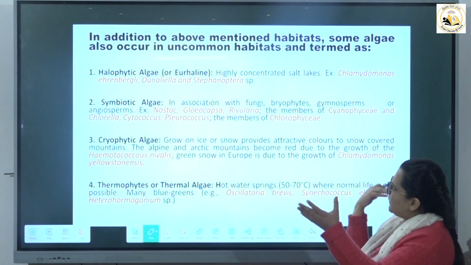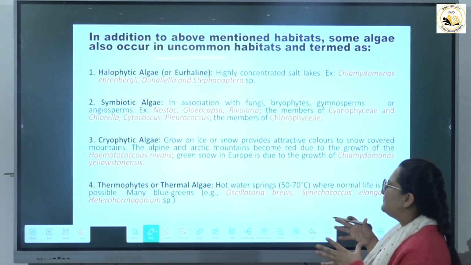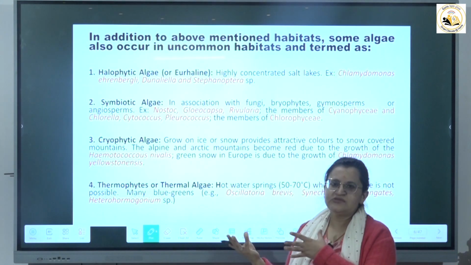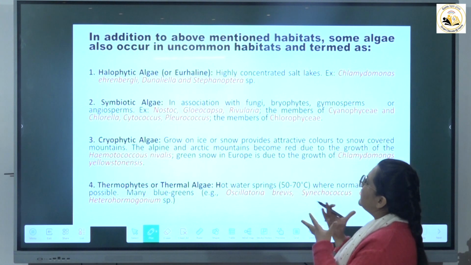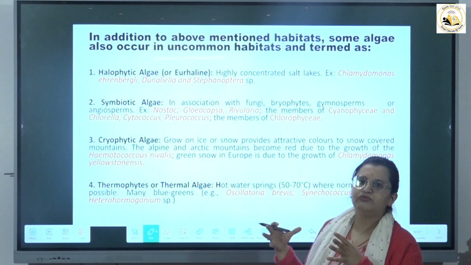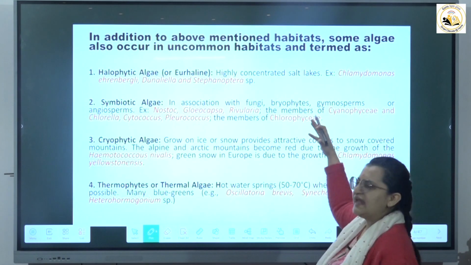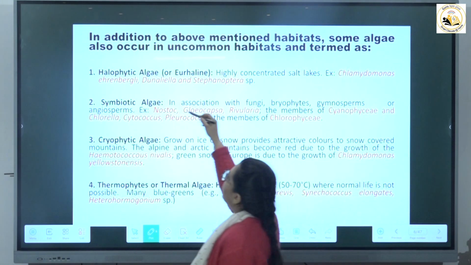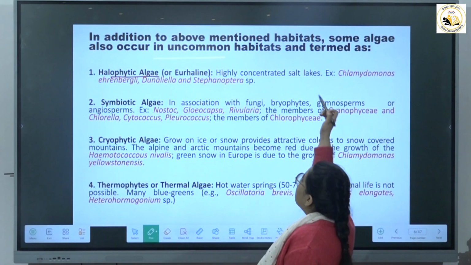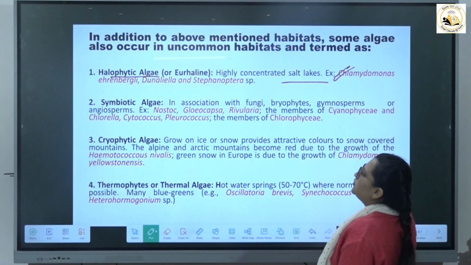Now apart from that, some algae also occur in common habitats. In common means they may be living in association with other organisms, or they may be living in situations like salt water, lakes, and beaches. On the basis of that, the algae are divided into different types. Now halophytic algae are highly concentrated in salt lakes. The most common example is Chlamydomonas.